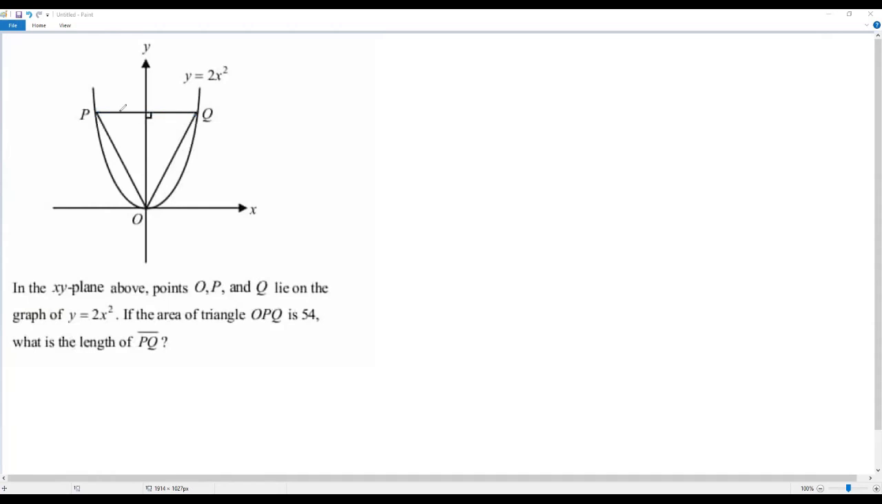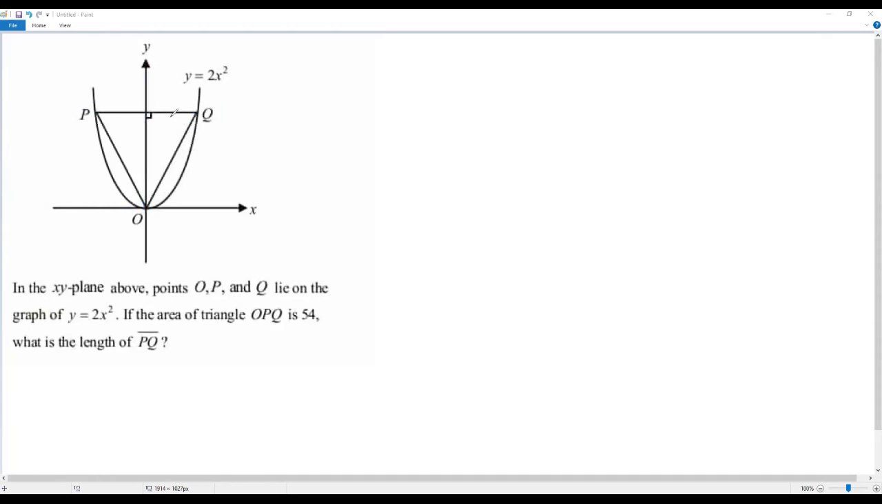This line segment PQ connects the 2 points on the parabola, P and Q, and also it is perpendicular to the y-axis. Already we know that the y-axis is a vertical line. Since this line segment PQ is perpendicular to the y-axis, it's a horizontal line segment. And here the vertex of the parabola is the origin. So the y-axis is the axis of symmetry.